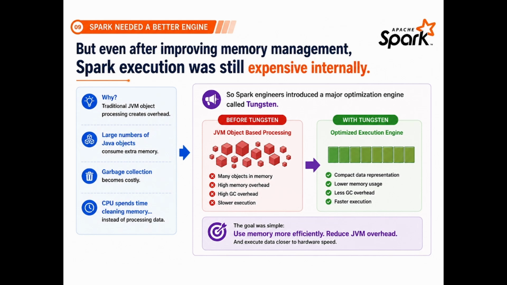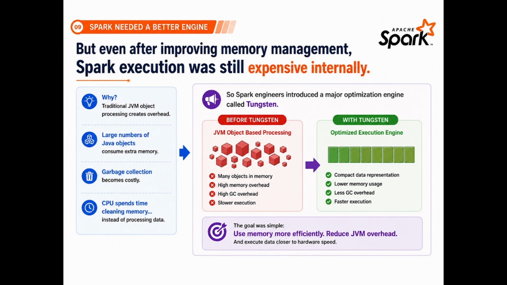Think about this. Every time Spark processes a row of data inside the JVM, that row becomes a Java object. And every Java object carries hidden weight. A header, metadata, references. Now multiply that by 100 million rows. Suddenly you're not just storing data. You're storing 100 million tiny packages of overhead. And the JVM has to track, manage, and garbage collect all of them. While it's doing that, it is not processing your data. That's CPU time wasted on housekeeping.